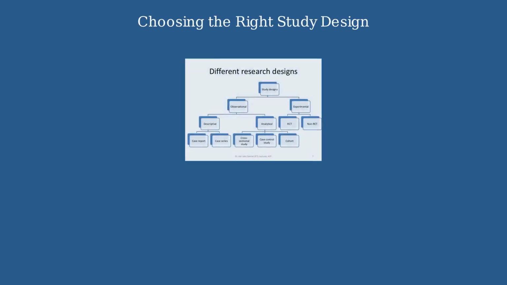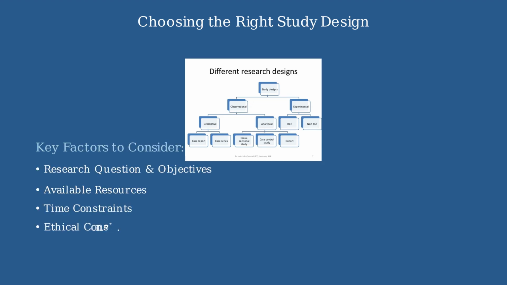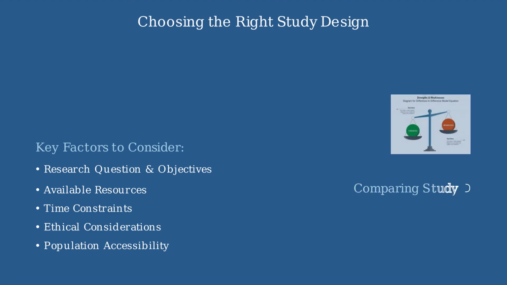Choosing the right observational study design is critical to answer your research question effectively. Several key factors should guide your selection of study design, including your specific research question and objectives, available resources, time constraints, ethical considerations, and the accessibility of your study population. Each study design has its own strengths and weaknesses. Understanding these trade-offs is essential for making informed decisions.